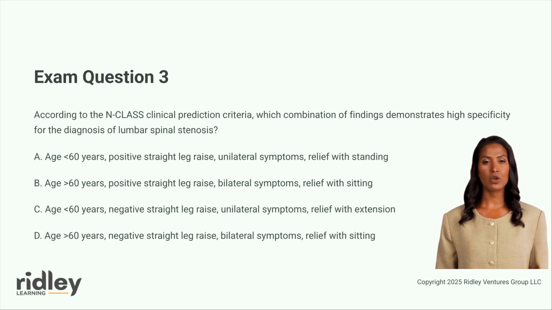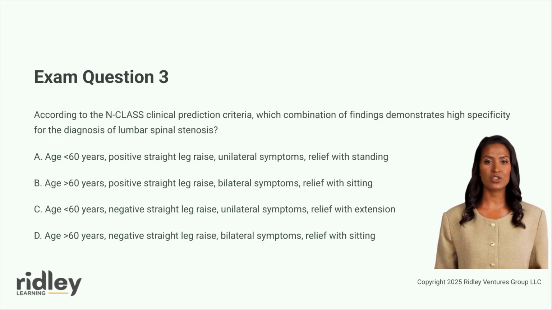Question 3. According to the N-class clinical prediction criteria, which combination of findings demonstrates high specificity for the diagnosis of lumbar spinal stenosis? The correct answer is D, age greater than 60 years, negative straight leg raise, bilateral symptoms, and relief with sitting. Rationale. The N-class criteria, which stands for nerve root compression, lumbar assessment of stenosis syndrome, represents a validated clinical prediction rule for diagnosing lumbar spinal stenosis.